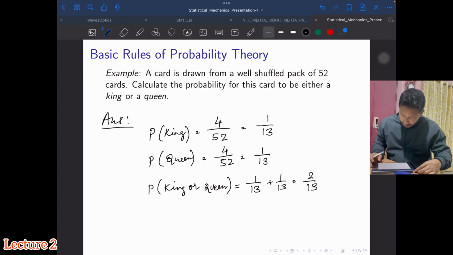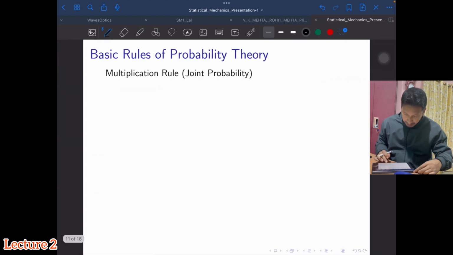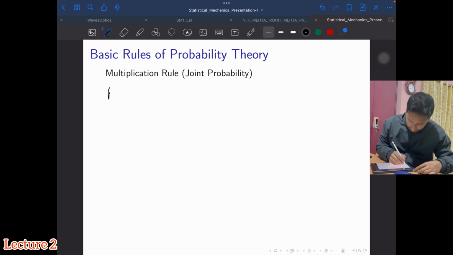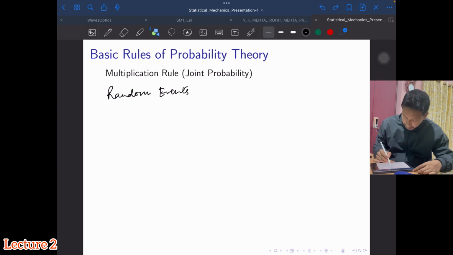Next, let us talk about events which are happening independent of each other. Meaning, let's talk about two events which are independent of each other, or random events. So we can talk about random events or independent events. Let's go back to the earlier example and consider a box.